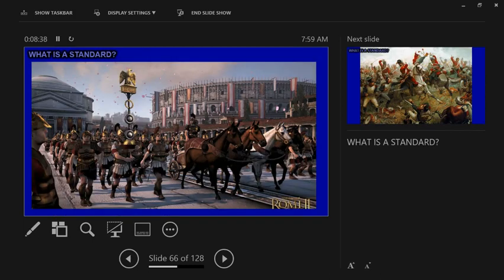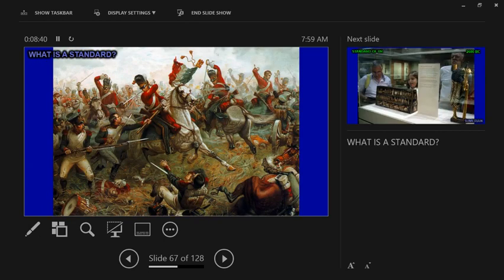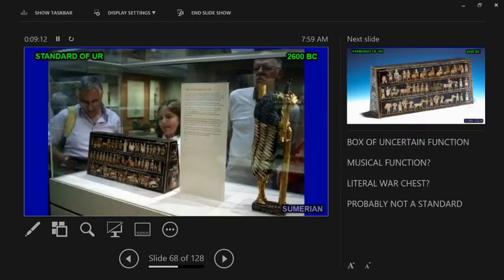All right, so Romans would march in with standards. Later on in history, they would use flags, and the enemy would try to capture the flag. When it's waving, it gives your troops hope. And when you see that the enemy has your flag, you know you are in trouble. So we're going to take a look at the standard of Ur.